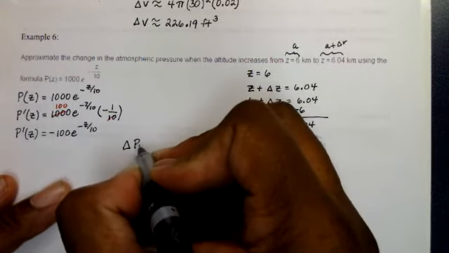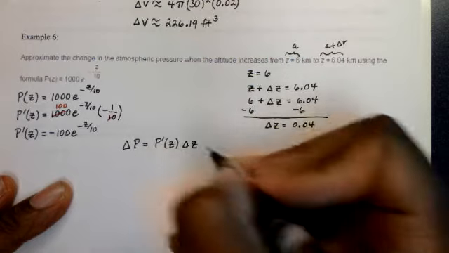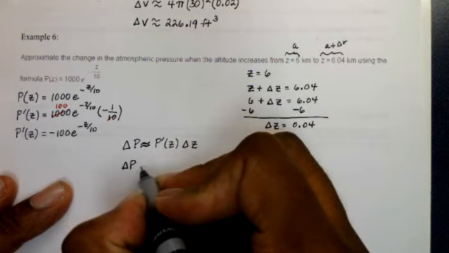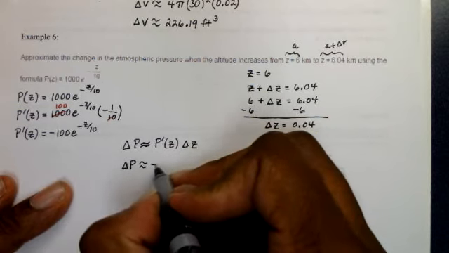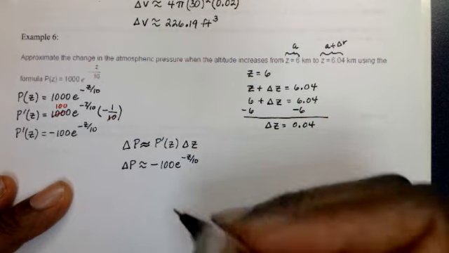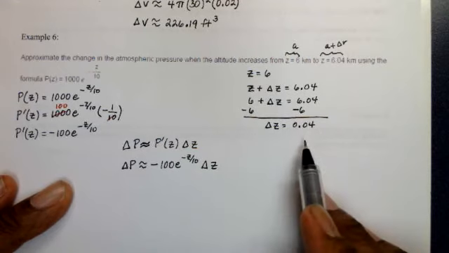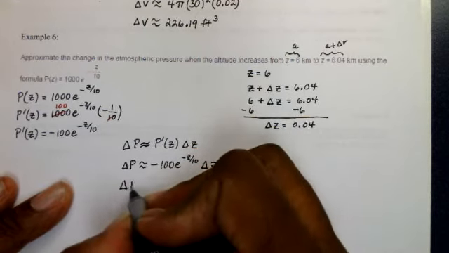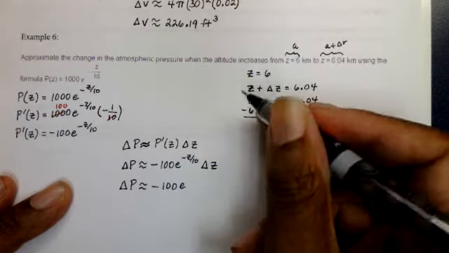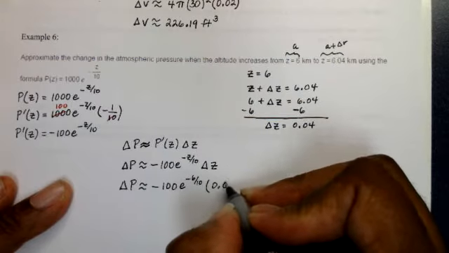So now the change in P is P prime of Z times the change in Z. I should say approximately equal to. So here delta P is approximately equal to P prime of Z, which we found to be negative 100 e to the negative Z over 10, times delta Z. All right, we're going to substitute the Z in with 6 and the delta Z with 0.04. So delta P is approximately equal to negative 100 e to the negative 6/10 times that delta Z, which is 0.04.